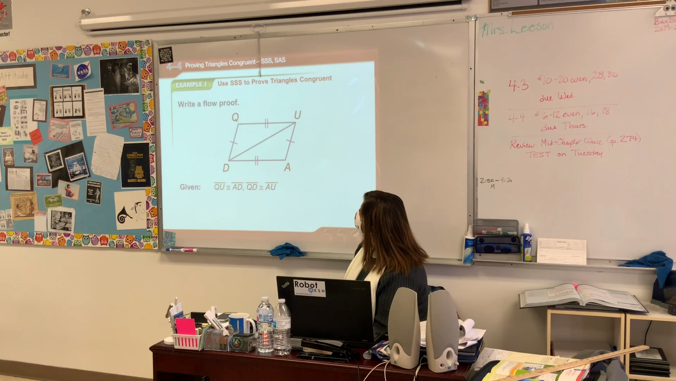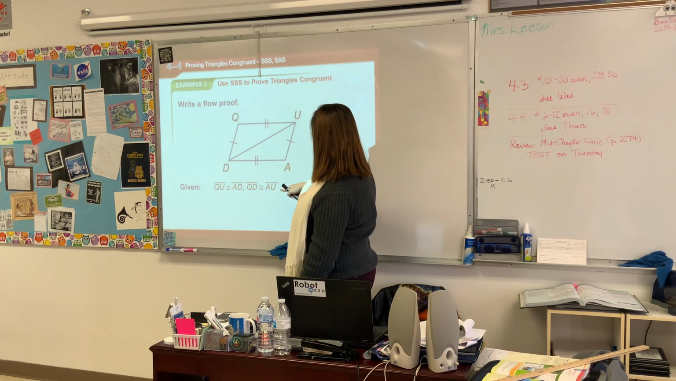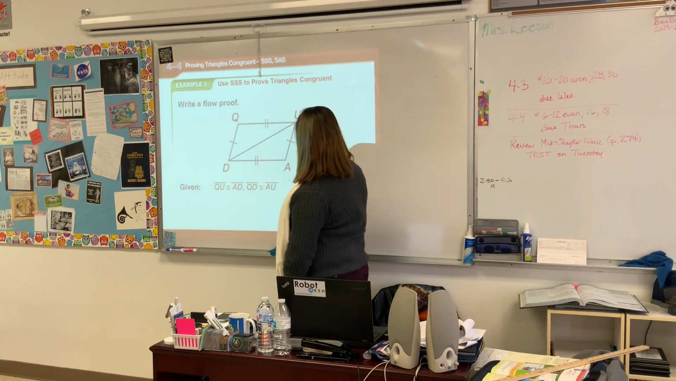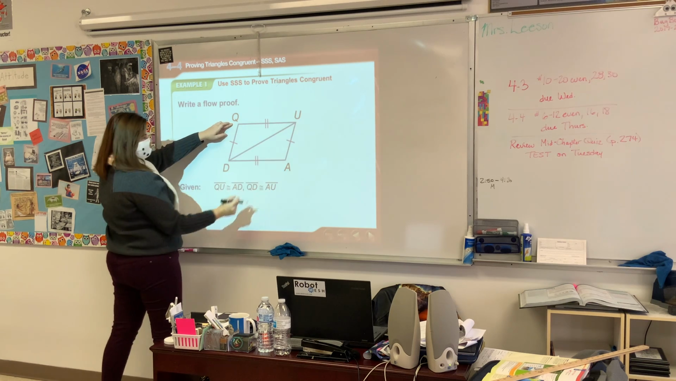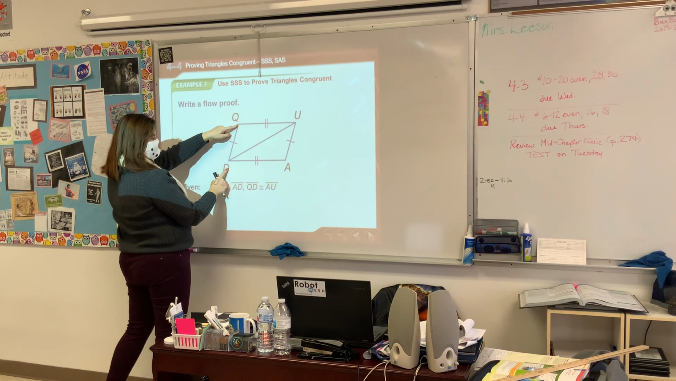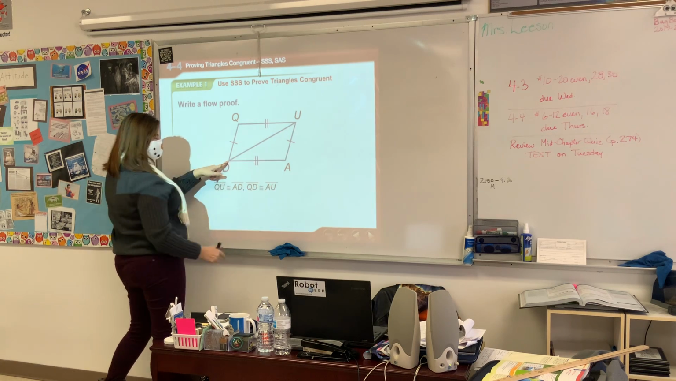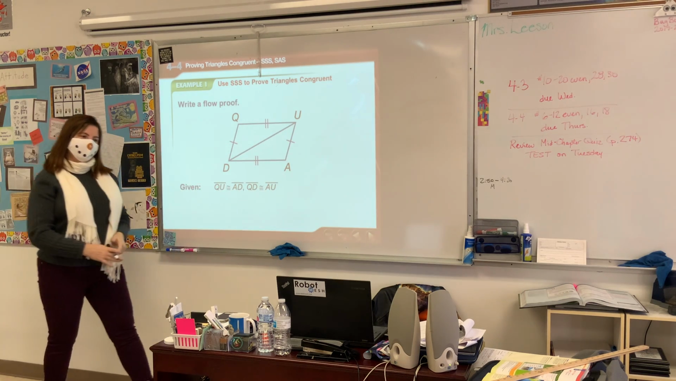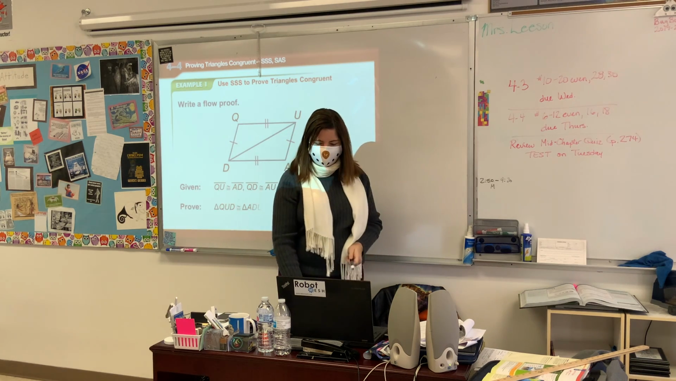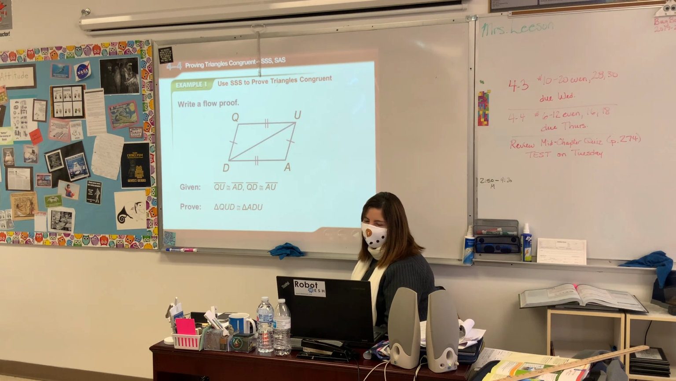We are given that QU, I went the wrong way. QU is congruent to AD. So this side is congruent to this side. And that QD is congruent to AU. They gave that to us in our picture. So given that we have those sides congruent, they want us to prove that QUD is congruent to ADU.